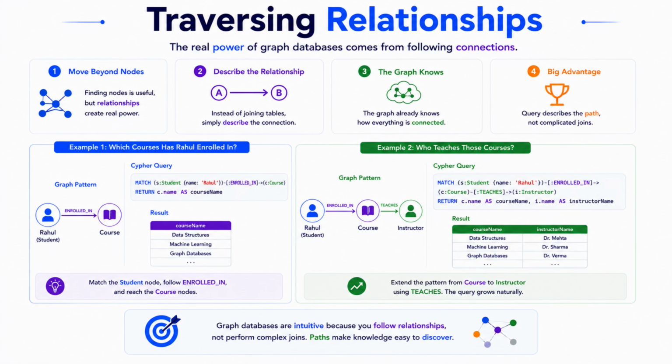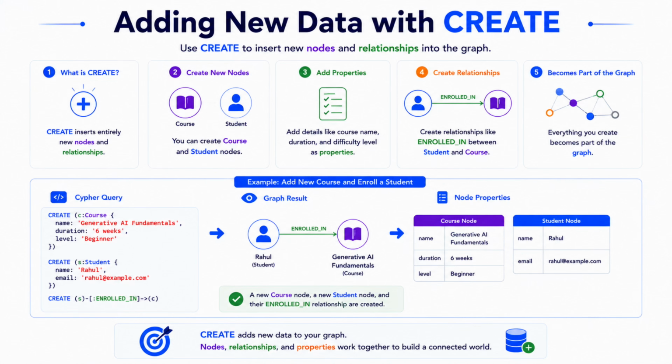Now you might be wondering how new data gets added. For that, we use CREATE. CREATE inserts entirely new nodes and relationships into the graph. Suppose a new course called Generative AI Fundamentals has been launched. You can create a course node with properties such as course name, duration, and difficulty level. Similarly, you can create a student node. Then you can create a relationship showing that the student has enrolled in that course. Everything becomes part of the graph.